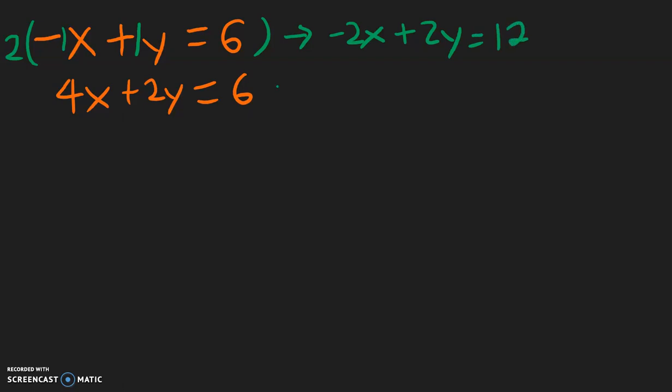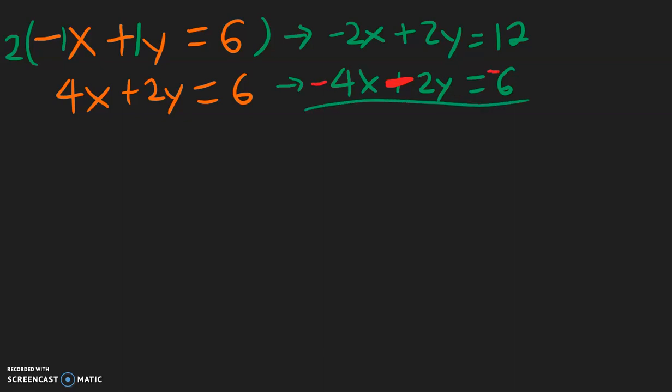Now for the bottom equation, just copy everything. 4x plus 2y equal to 6. Okay, so we have a 2y and a 2y, but they're both positive. So let's change this to a negative. But because I changed that to a negative, I need to change the sign of everything in that equation. So this 4x will become negative 4x. The positive 6 will become negative 6.